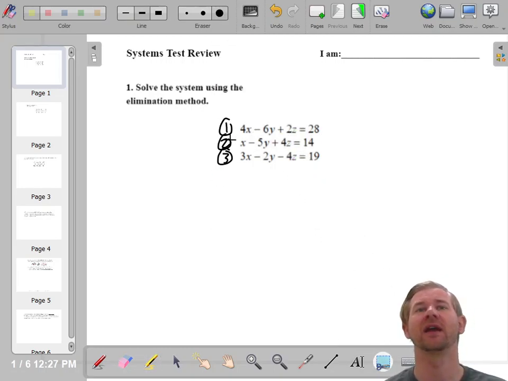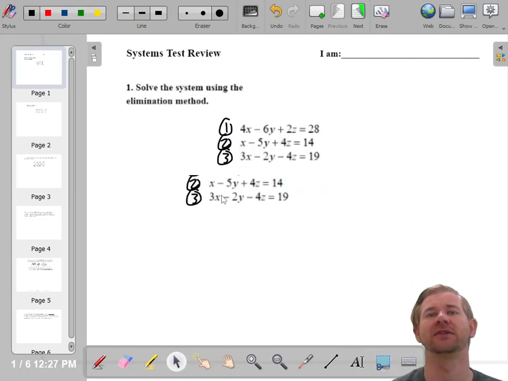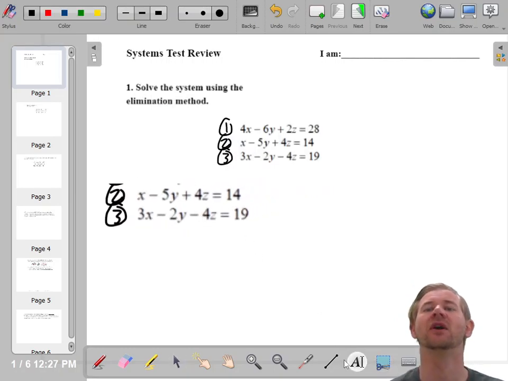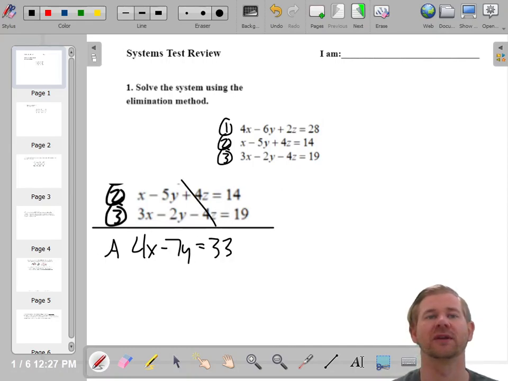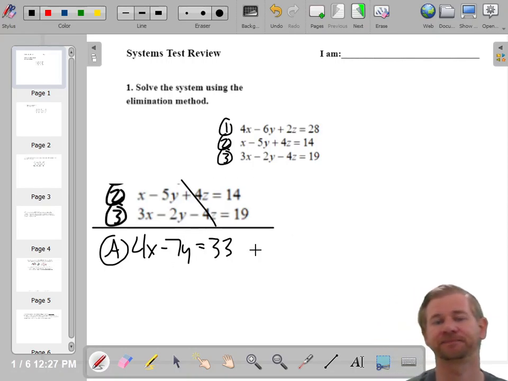The first way that I'll do is lines 2 and 3, and I'll just go ahead and add those together. So when I do lines 2 and 3, I get 1 plus 3 is 4x, negative 5 and negative 2 make negative 7y. That goes away, and 19 plus 14 is 33. I call that my A equation.